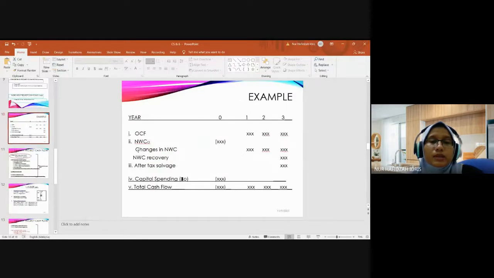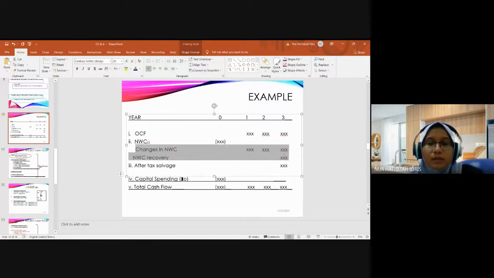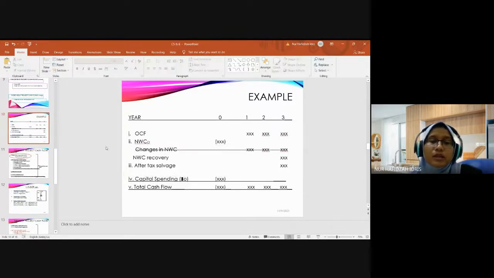So the net working capital depends on the question. For the net working capital, kalau dalam soalan itu, dia cuma sebut sekali sahaja on the value for the net working capital. Okay, so there is no item for the change in net working capital. For example, in the question they mention that for this project, the company requires 50,000 for the net working capital. So the keyword is require 50,000.